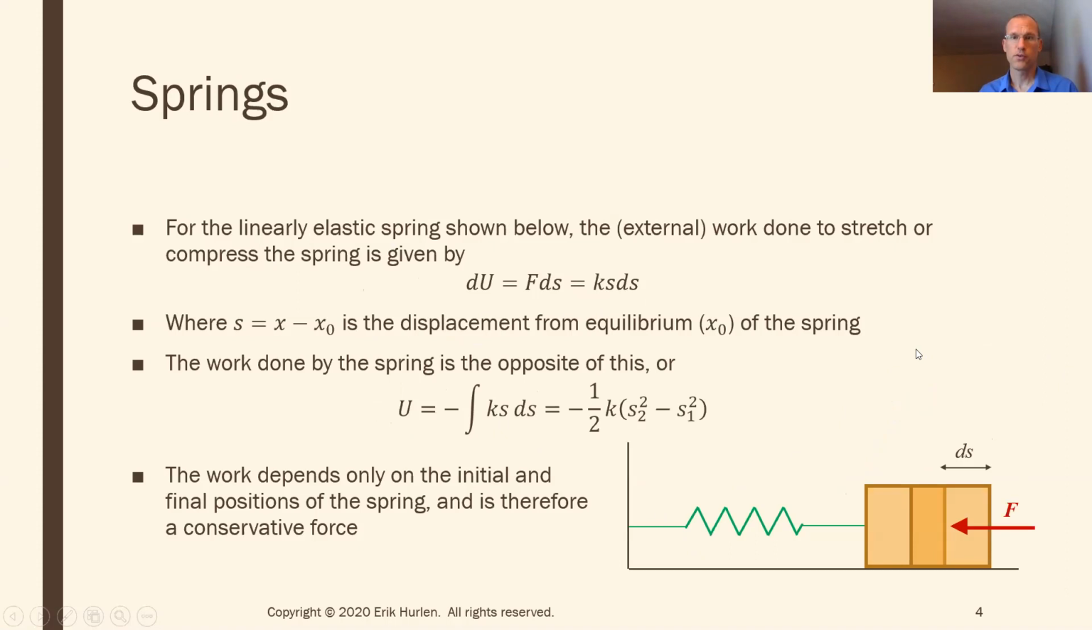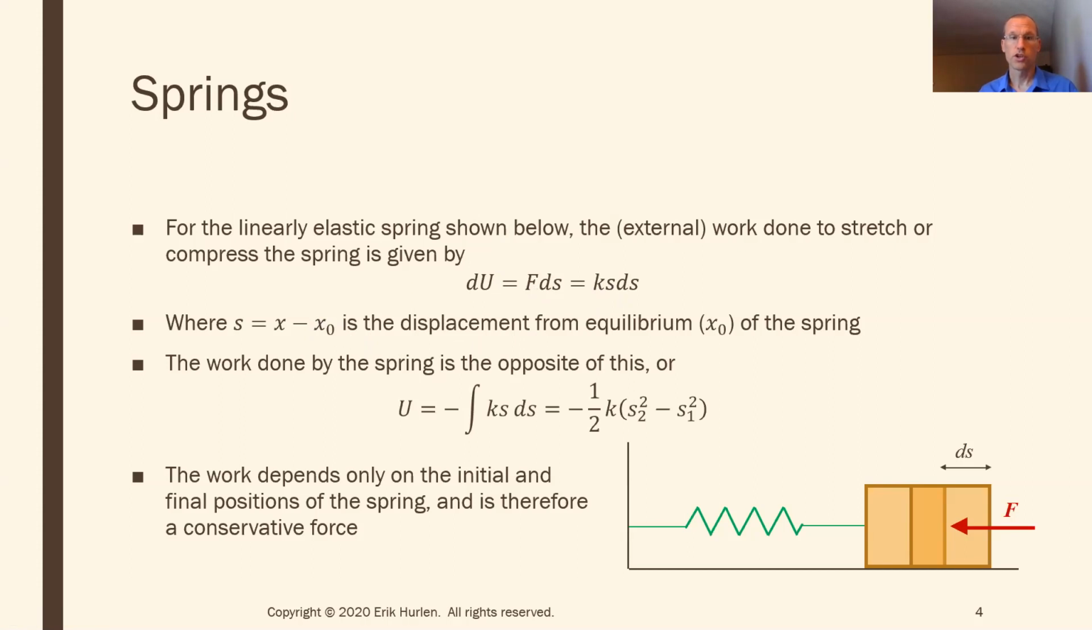Similarly, springs are conservative forces. If you want to stretch or compress a spring, so you want to push on it or pull out on it, stretch it or compress it, again, the work you need to do on it is F times ds, so F times the displacement, how much you push it in or out. The spring force F is K times S. So total work is K times S times ds. S being, again, your displacement from x0, your equilibrium or unstretched length of the spring.